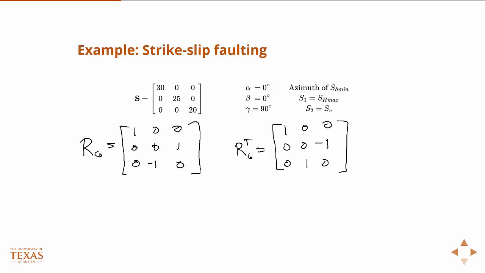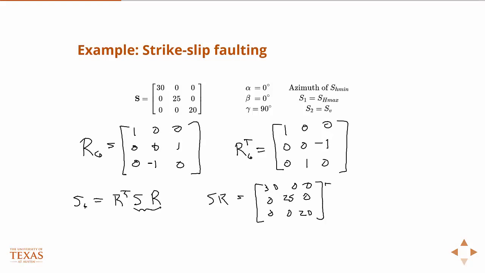All right. So I usually do this in 2 steps. Ultimately what we want is SG is equal to R transpose SR, right? So let's do this part first, the SR. So SR is 30, 0, 0, 0, 25, 0, 0, 0, 20, times 1, 0, 0, 0, 0, 1.